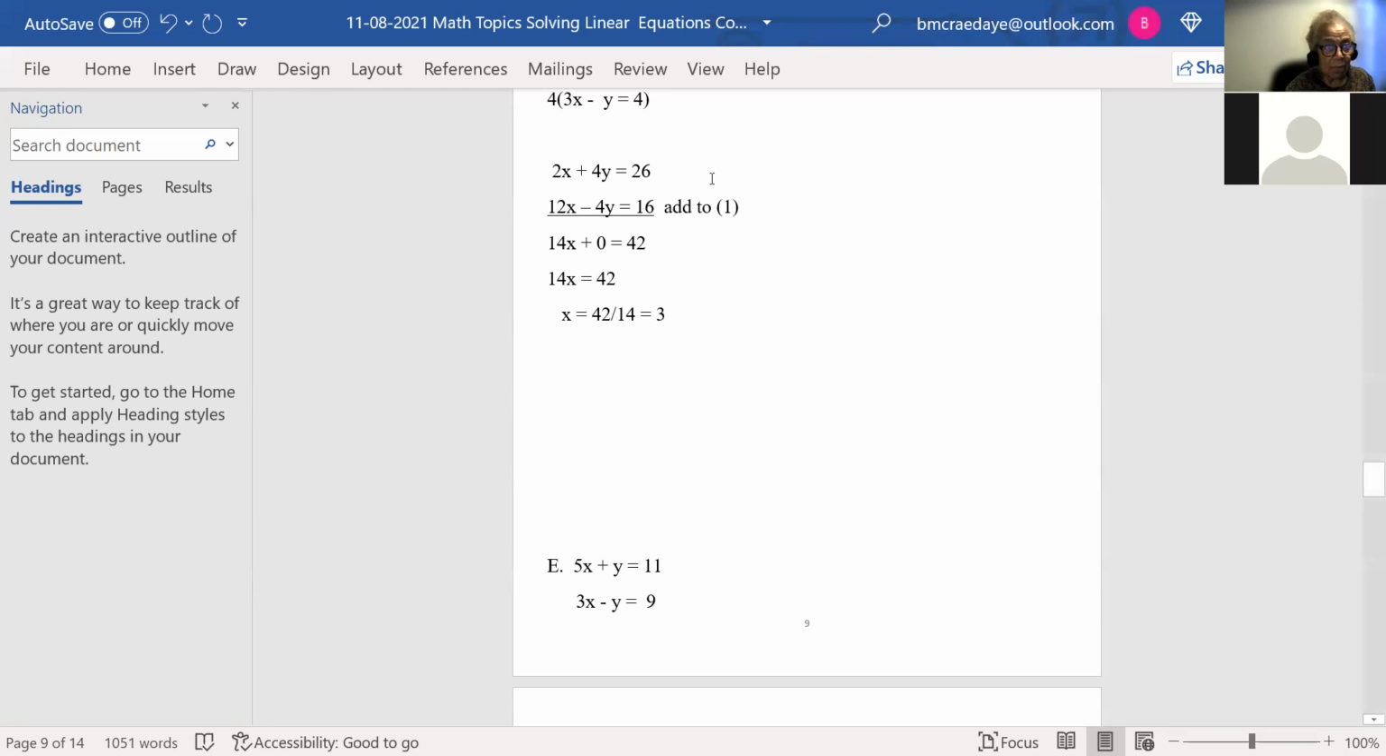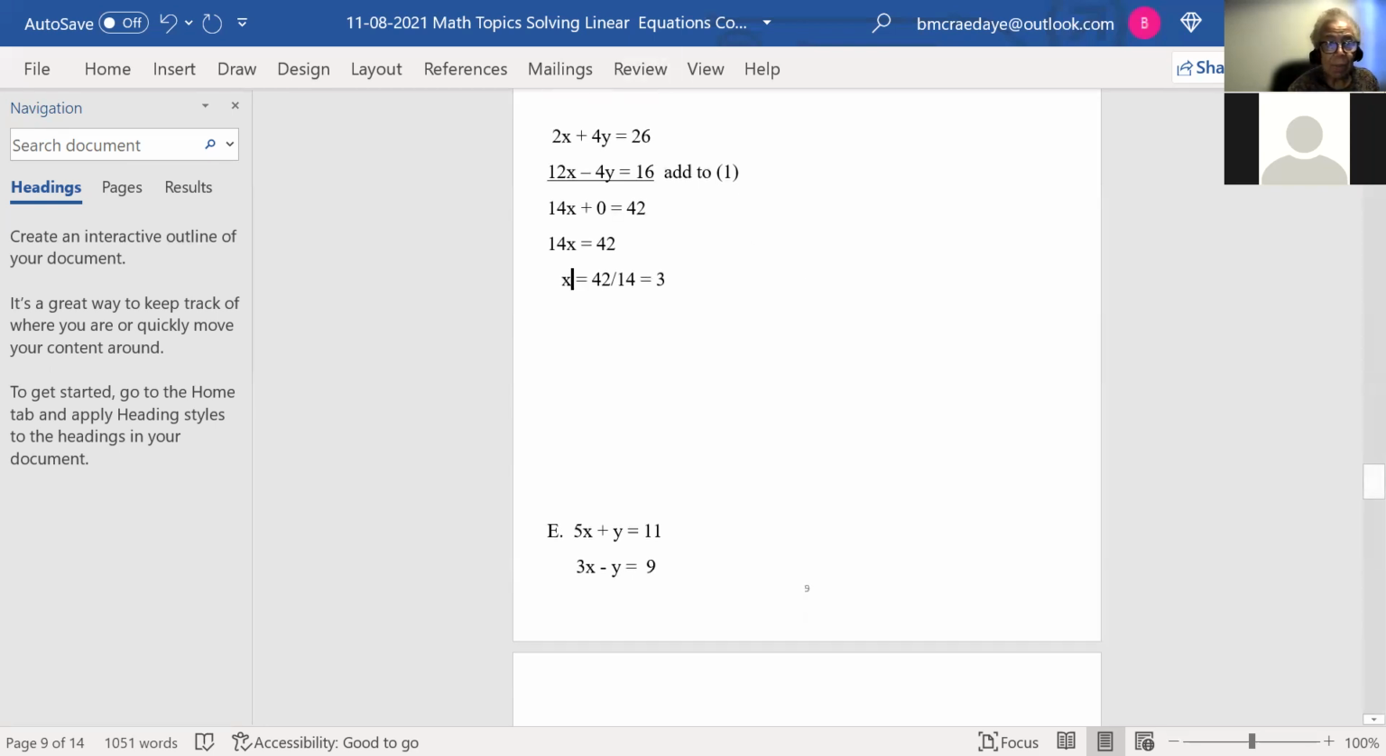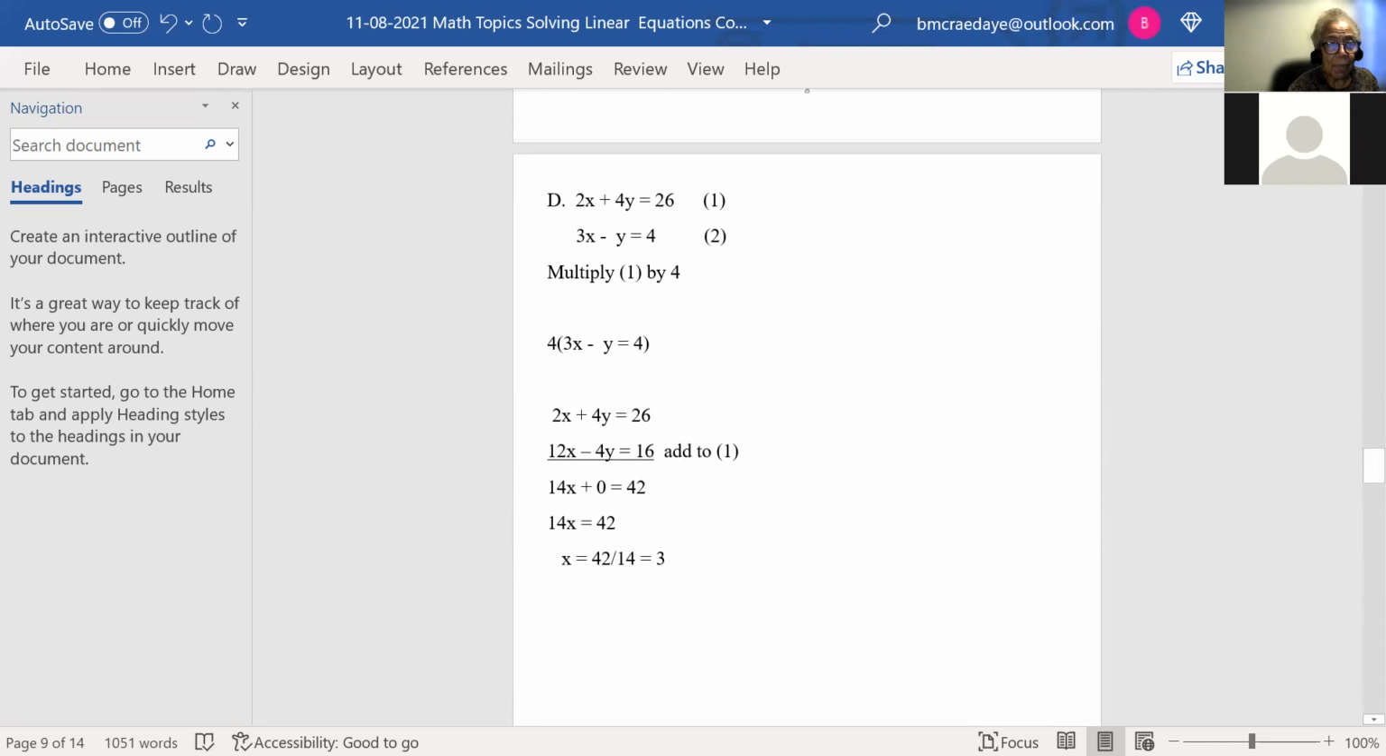Now, x is equal to 3, right? Now, how would we find y, Maureen? We know what x is. How would we find y? Substitute x in for either equation 1 or equation 2, and then solve for y. So which equation do you want to use? 1. Okay. You want to use this one. All righty. Let's take this one.